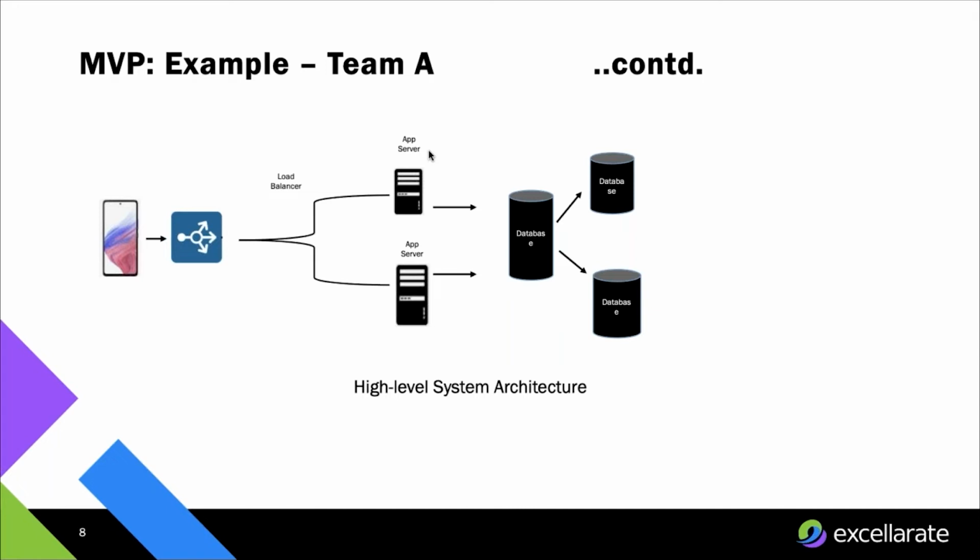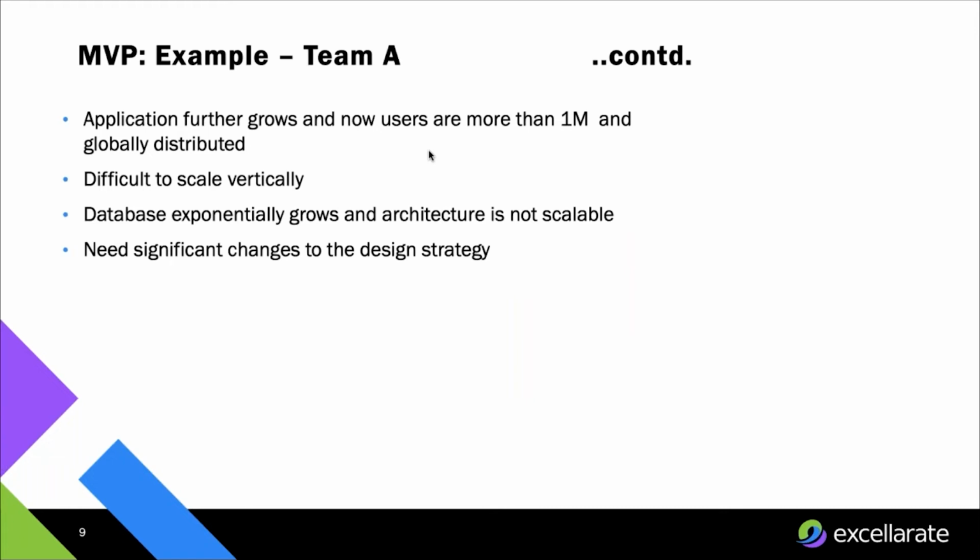So at a high level, that's the architecture they created. Mobile, and they added a load balancer on top of it, and based on the demand and the different strategy, it decides which app server the request has to go to, and from there it goes to the database. On the database side, they come up with a replication strategy. That architecture was able to scale and fulfill the demand, but the user traffic further grows, and now there are more than 1 million users, which are globally distributed.